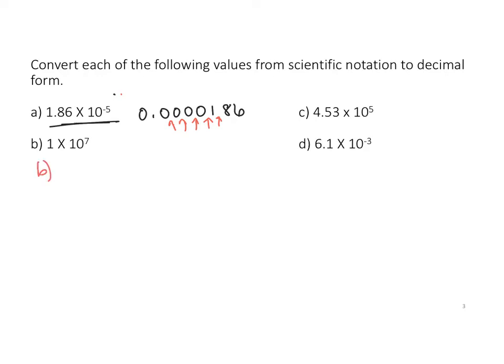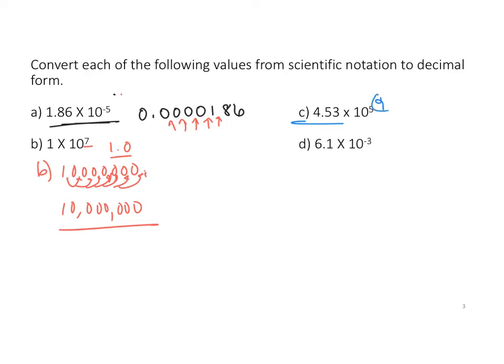Okay, what about B? 1 times, this should actually be 1.0, but sometimes you'll get it like that, 10 to the 7th. So let's go 1, 2, 3, 4, 5, 6, 7. And then you can just check it. If this is your decimal, 1, 2, 3, 4, 5, 6, 7. And so you're moving the decimal there. 7 is a positive exponent, so yes, you made it bigger. Let's see what that is. I think that's 10 million maybe.